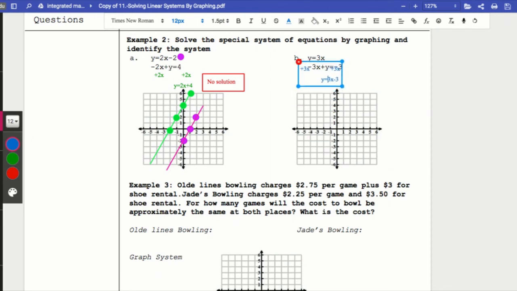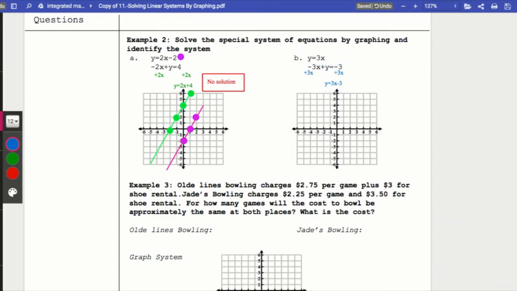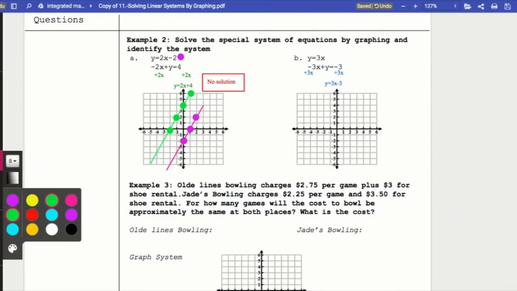3x minus 3. Okay, and so again, looking at the equations, let's preview this a little bit. Notice how I have 3x here and 3x here. They have the same slope, but they have different y-intercepts. This tells me right off the bat that it's going to end up as no solution. But we're going to draw it because why not? It gives us a visual just to confirm that it is going to be no solution.